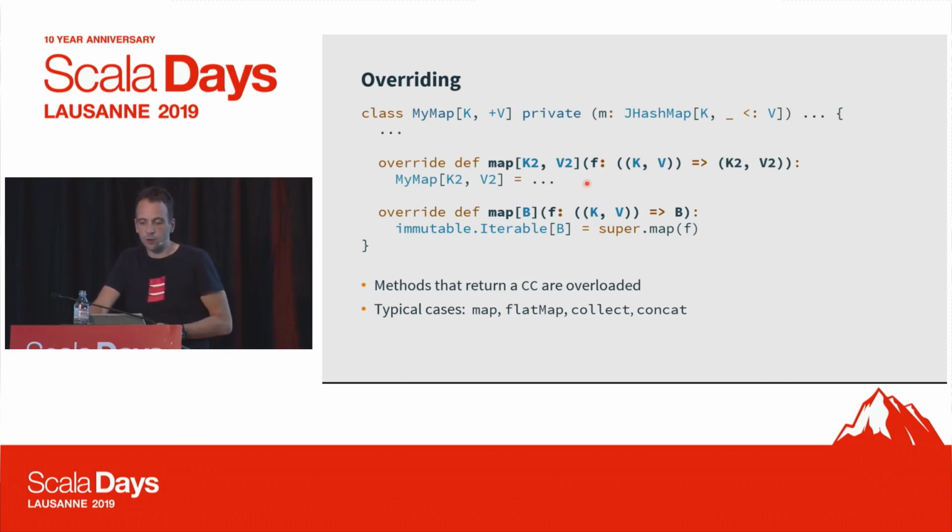And this applies generally to all the methods that return a CC. Because we have different CC types at the different levels, any method that returns a CC will be overloaded at that level. The most important ones that you see in the standard collection ops traits are map, flatMap, collect, and concat. So these are the ones you usually want to override in this way.